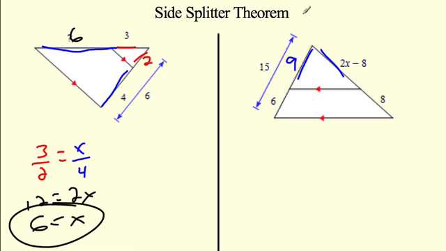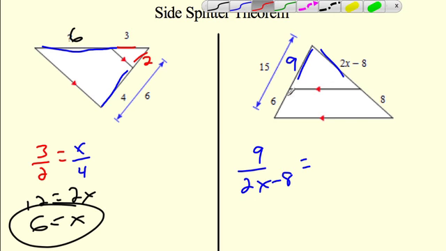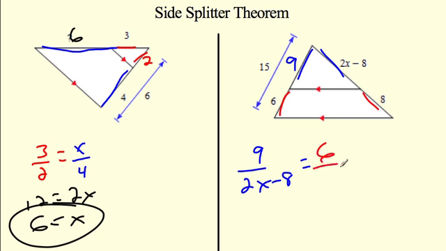And then these sides match up. So I'm going to say 9 is to 2x minus 8. And that's got to be proportional to 6 is to 8. And again, just be careful when you distribute on these. 8 times 9, no problem. That's 72. But be careful on this when you cross multiply. This is 6 times 2x minus 8. So you got to put that in parentheses and solve that.